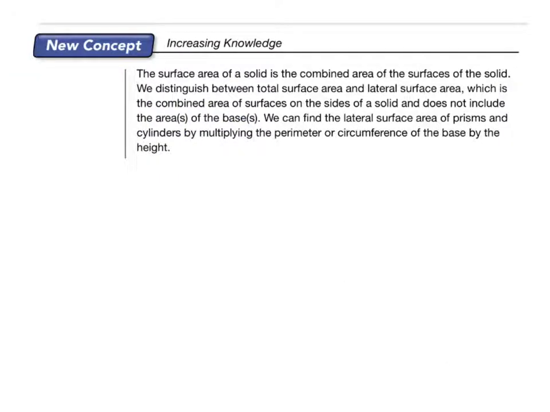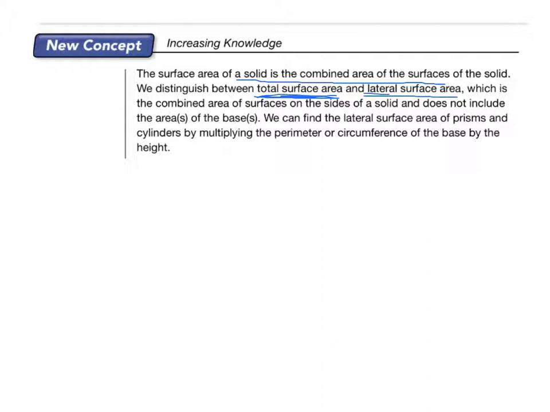The surface area of a solid is, and you want to write this down in your notes, the combined area of the surfaces. So you're going to find the area of all the surfaces, the outside surfaces of the 3D figure. There are 2 types of surface area. There's total surface area and there's lateral surface area. The total surface area is the surface area of all of the sides of a figure.